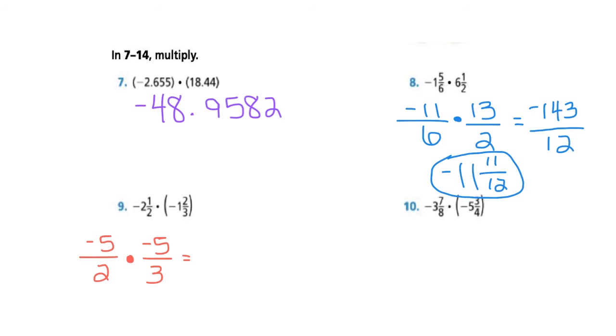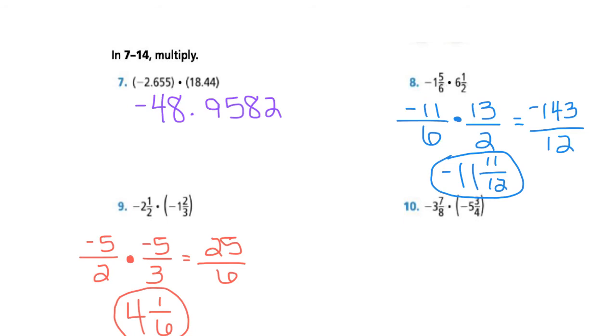-5 times -5 is +25. 2 times 3 is 6. I get the improper fraction of 25/6. And when we change that into a mixed number, we get 4 whole and 1/6.